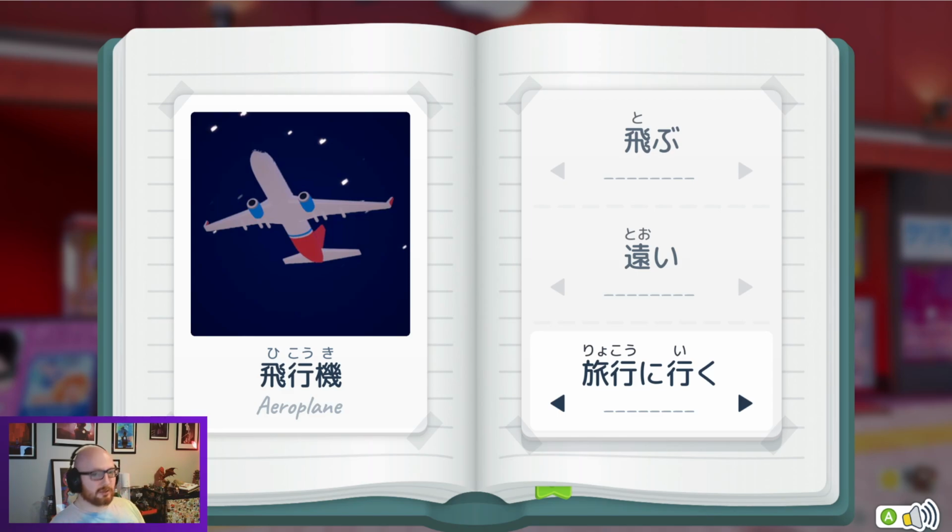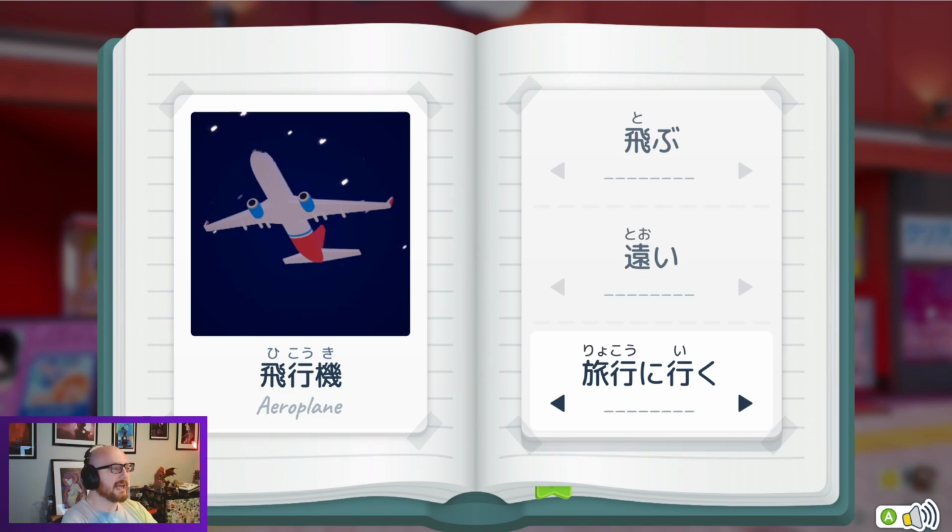If you want to put iku into te form, it's a little bit different. I know it has ku there, so you would think it would be iite, but instead it's itte. So ryokou ni itte would be how you'd say the te form of it. And don't forget that te form by itself, or if you want to make it polite with kudasai, is almost like the imperative. It's like you're asking someone to do it, or you're telling someone to do it.